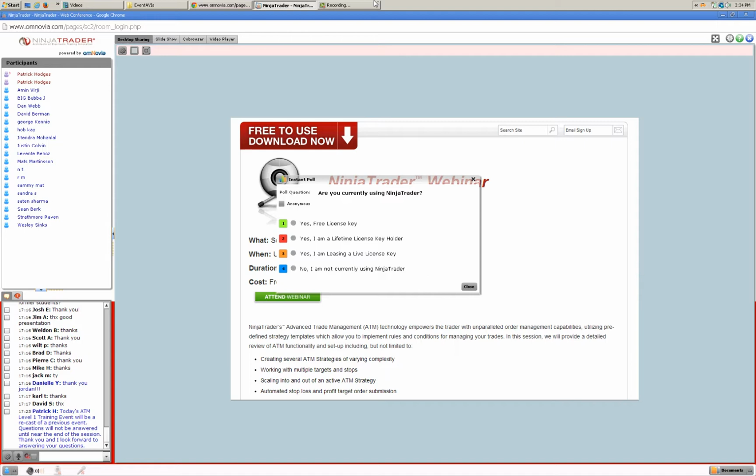We'll go ahead and stop the poll right there and see what type of users we have here in the room today. And it looks like for the most part we have our free license users. I'm going to be using the free version of NinjaTrader as well. This is the version you can download from our website for free. And I'm going to use everything that's available from within the free version. So I haven't added anything additional to it, and there are no additional data feeds as well.